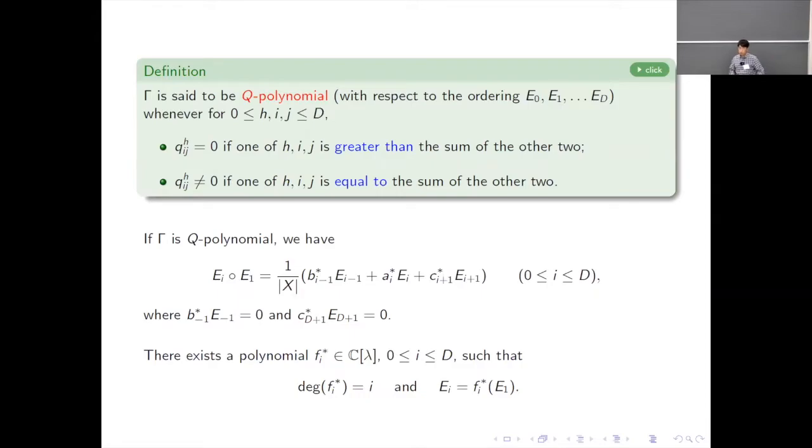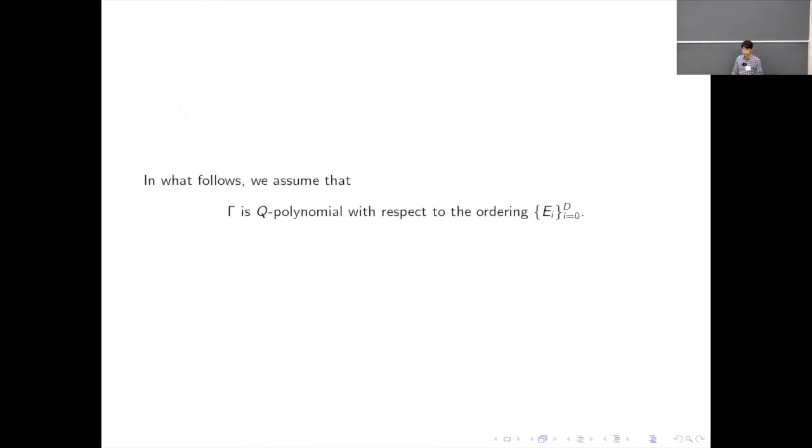And likewise, in a P polynomial property, we have the polynomial Fi star such that the degree of Fi star is i and Ei is Fi star of E1, where this polynomial multiplication is obviously entry-wise product. So now for the rest of this lecture, we just assume that our graph Gamma is Q polynomial with respect to the fixed ordering E0, E1 through ED.